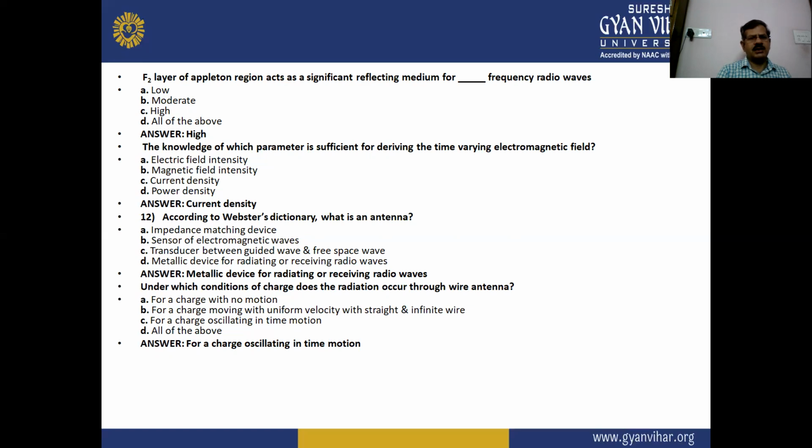So here the correct answer is the current density, because the knowledge of current density is sufficient for deriving the time-varying electromagnetic field. So that is the current density, and the correct answer is option C.